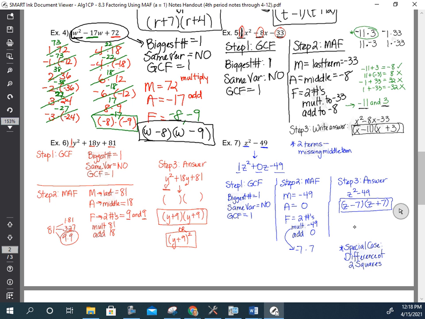All right, so every single one of these has had a greatest common factor of 1. Every single one of them. So now let's finally do a problem that has a greatest common factor that's not 1.